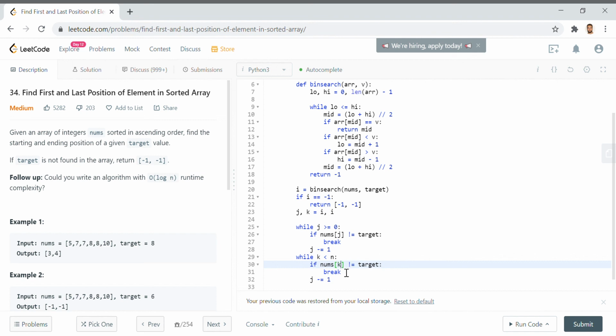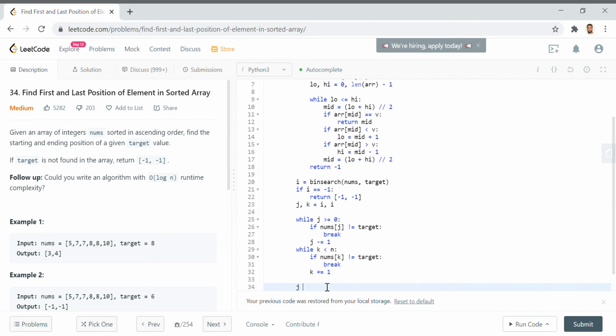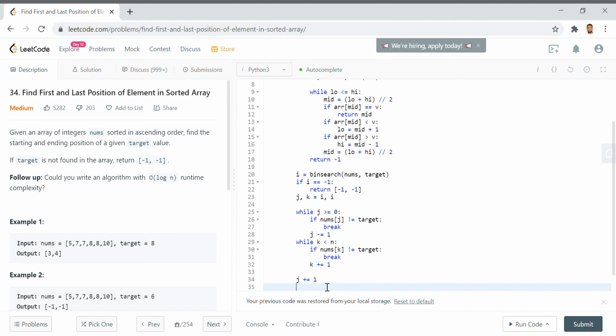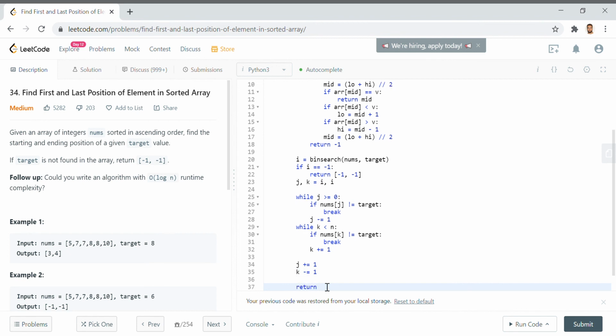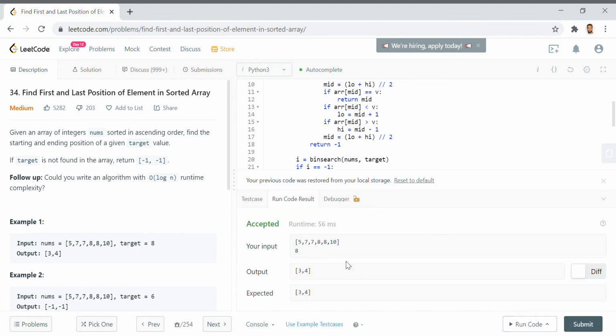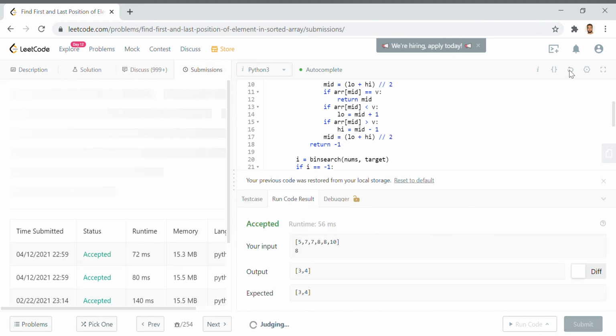So we'll say if nums of k not equal to target, break. In the event that that does not pass, then we say k plus equals 1. And then of course we have to handle the overshooting, and we say j plus equals 1, k minus equals 1, because it will be overshot by 1 in both directions. Then finally we return an array of j and k, which is the leftmost and rightmost occurrence of the element in the sorted array. We run, accepted, submit, outstanding.